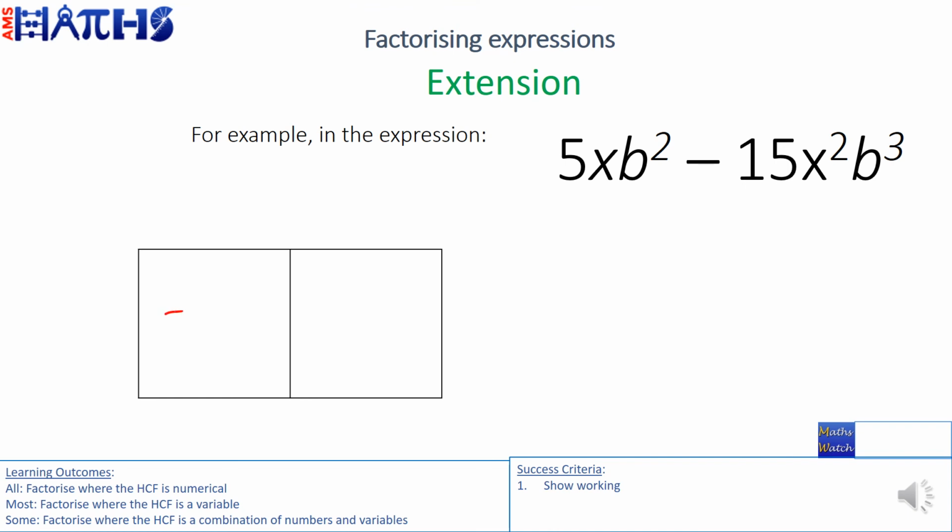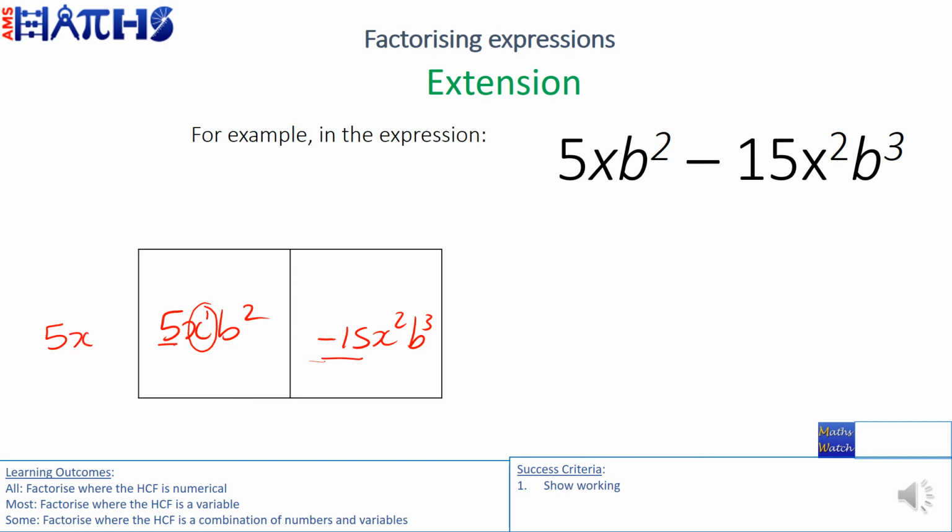Another problem, 5xb squared minus 15x squared b cubed. We know the highest common factor when factorizing. We have a 5 and a minus 15. The highest common factor is 5 for the numbers. We have x that is common to both terms, one in x to the power of 1 and one in x to the power of 2, so we are going to select the smaller of the two powers, so x to the power of 1 goes outside.